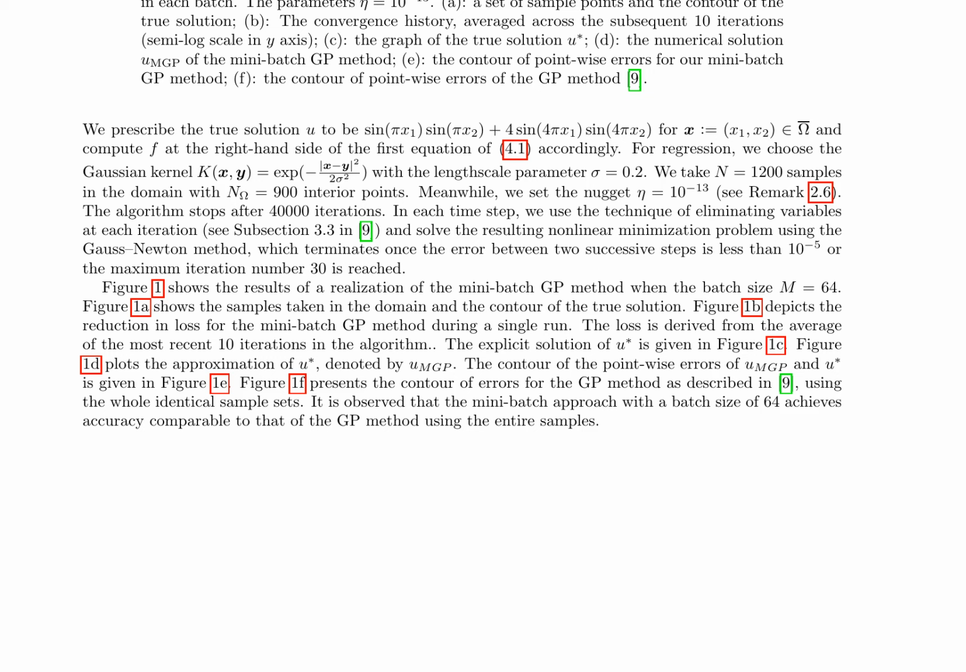For comparison, Figure 1f shows the contour of errors for the GP method using the whole identical sample sets, as described in 9. The mini-batch approach with a batch size of 64 achieves accuracy comparable to that of the GP method using the entire samples, demonstrating its effectiveness in reducing computational cost while maintaining precision.